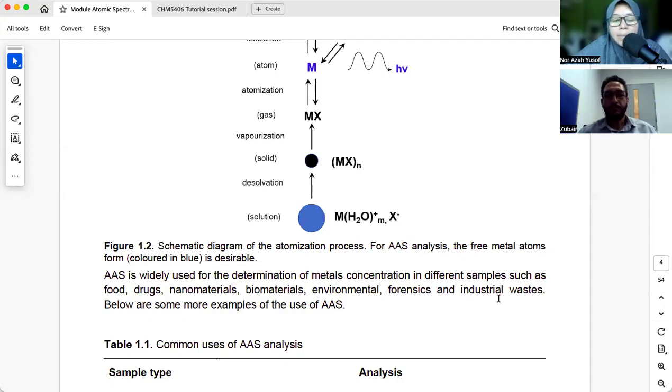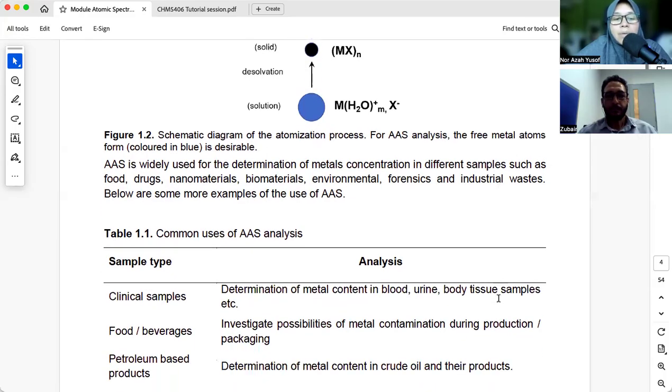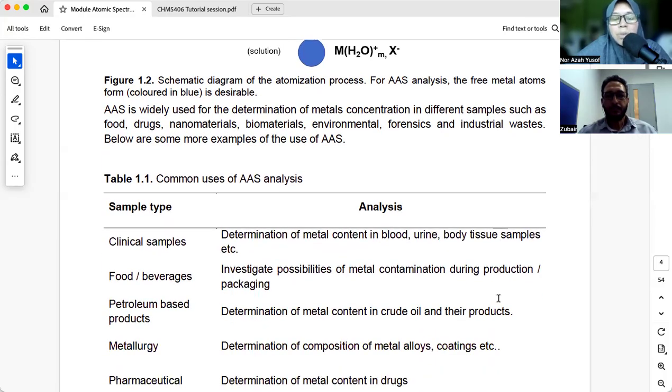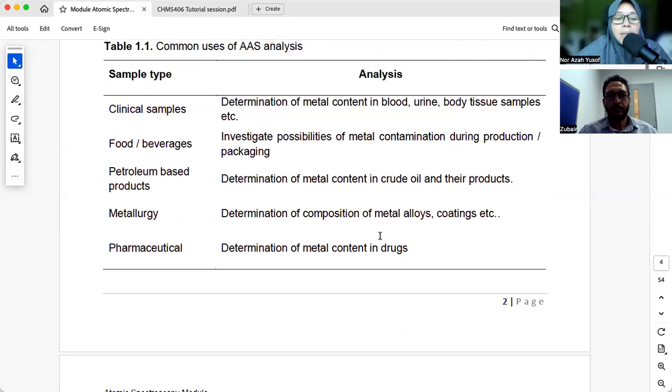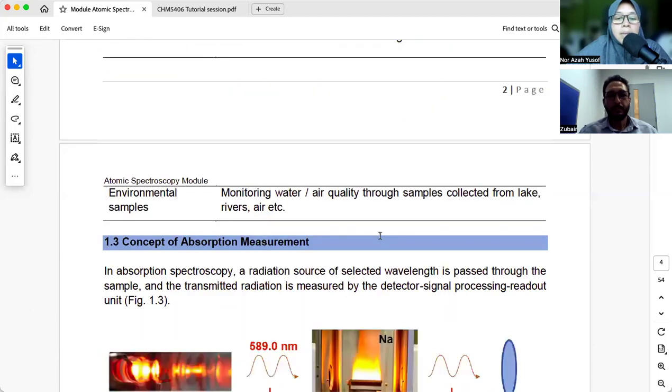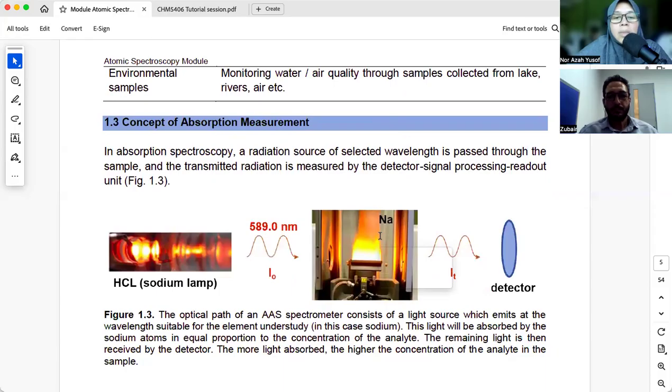I think we did some discussion on the flame. As you know, common users of AAS, which is suitable for you, for example here, food and beverages, because if you're looking for metal content in the food, it's suitable for your application. All right. This one, I think we have discussed a lot during last week.